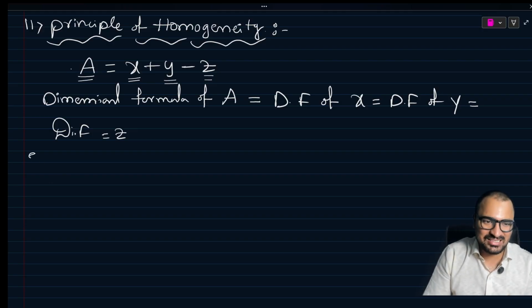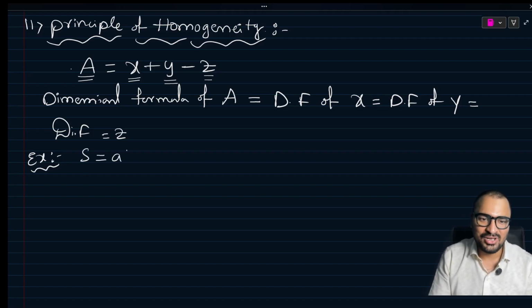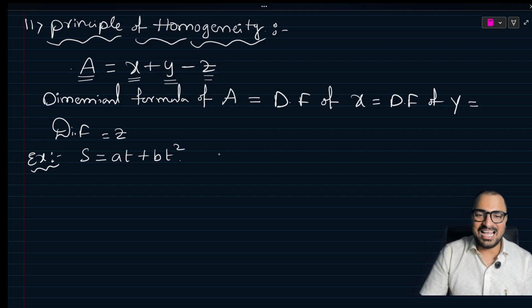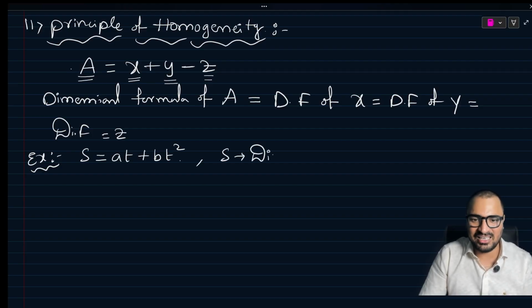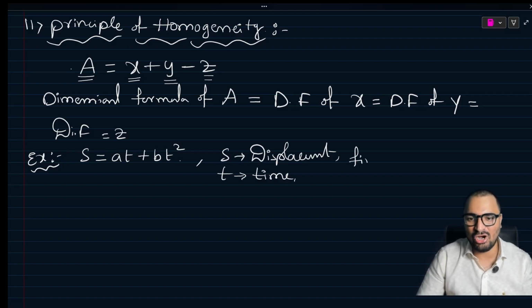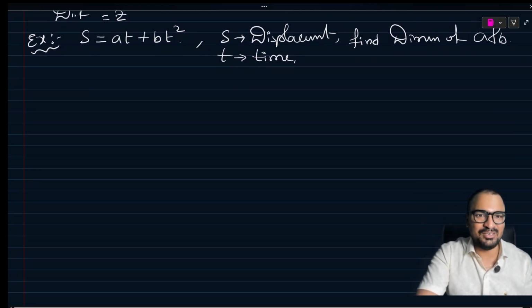Yes, that is the intention of this. For example, we can see a small equation. You know the famous equation S is equal to ut plus half at square. But here I am going to write a different expression. S is equal to at plus bt square, where S is a displacement and T is time. You have to find the dimensions of A and B. Yes, that is the question.